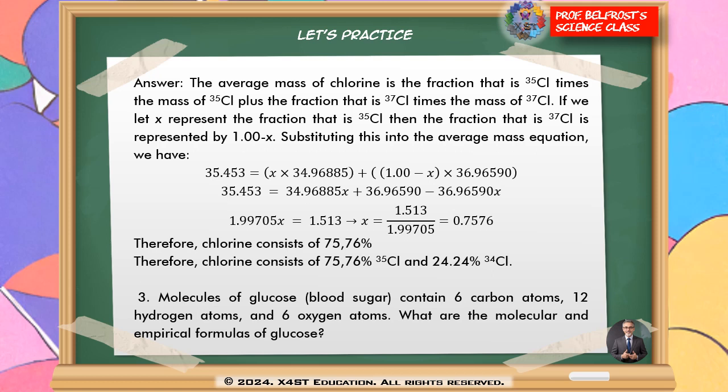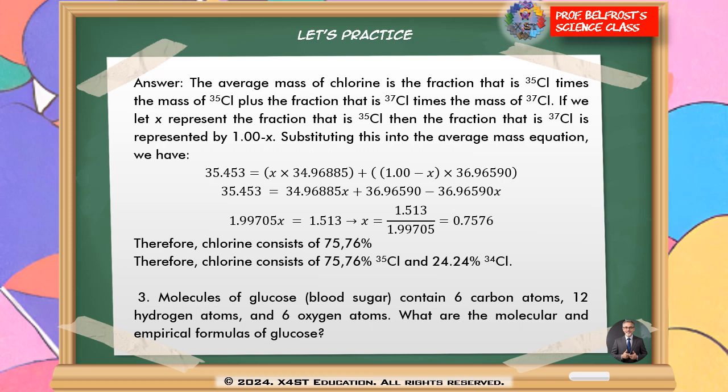By doing this, you can substitute this into the average mass equation, and you obtain that chlorine consists of 75.76% chlorine-35 and 24.24% chlorine-37. Actually, that is a point, not a comma. I'm sorry. In my country I use a comma, not a point. I mistyped it again, not 34, 37.